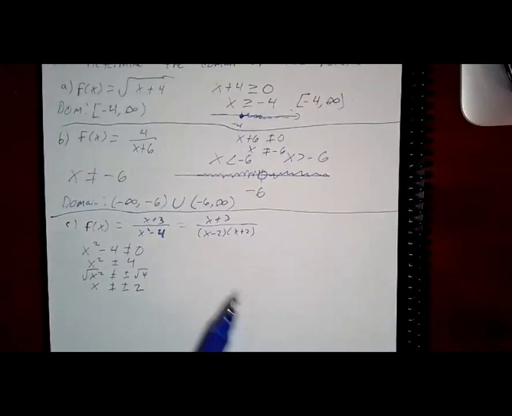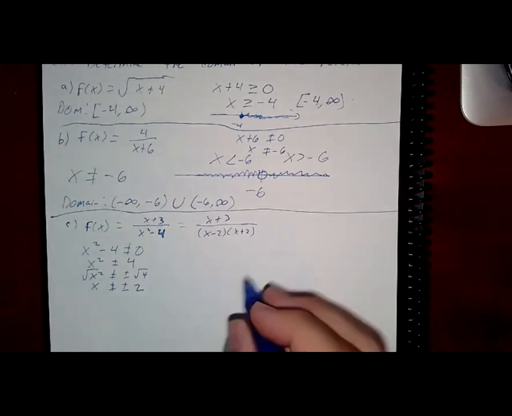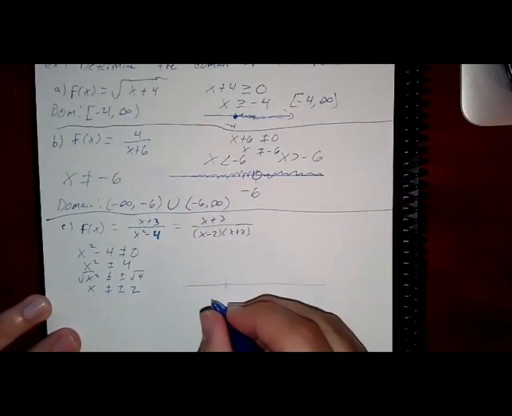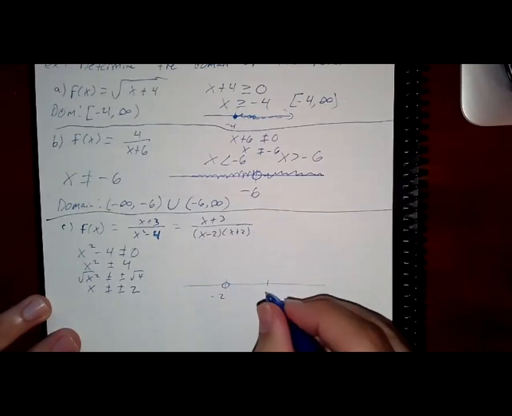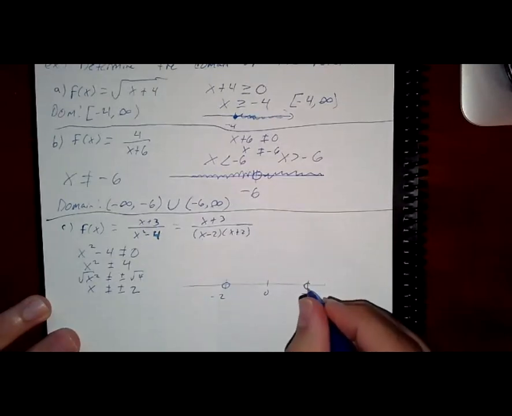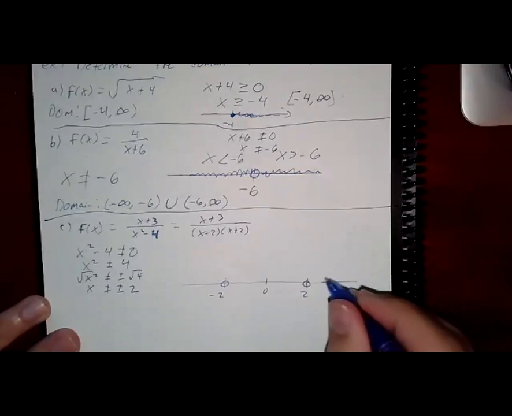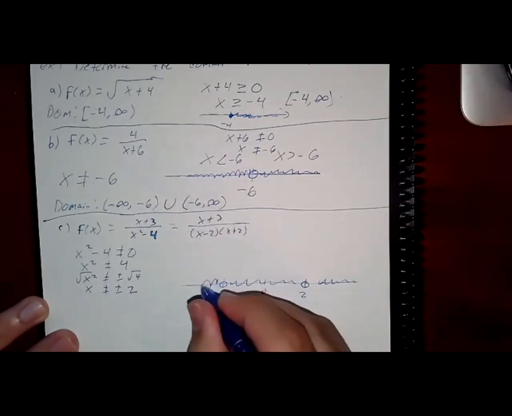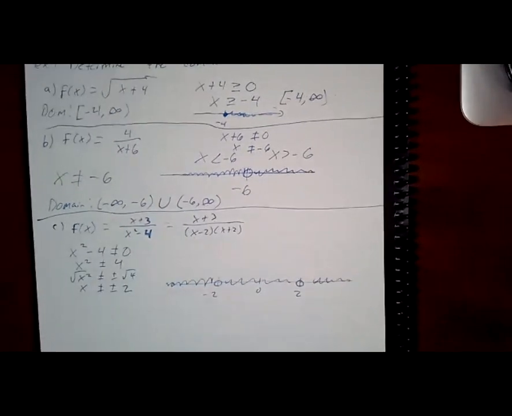So the domain will be determined by the restrictions. The domain is everything except these two numbers. Visually, we have a -2 with a hole in it, 0 there, I guess, and 2 with a hole in it. Everything after is fine, everything in between is fine, everything before is fine. So we have 3 different sections.